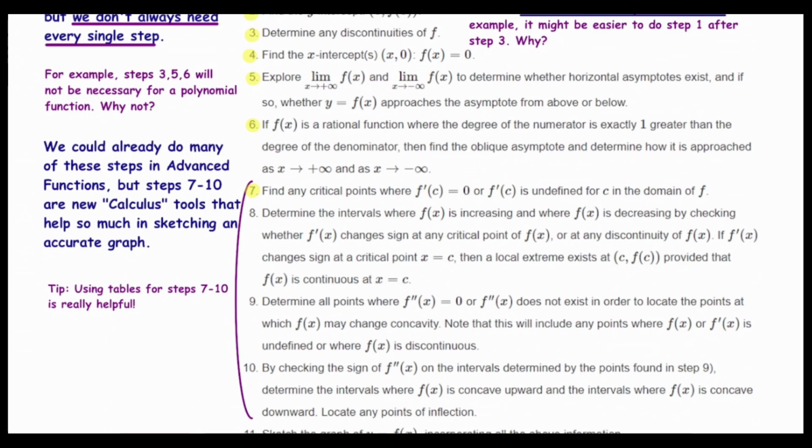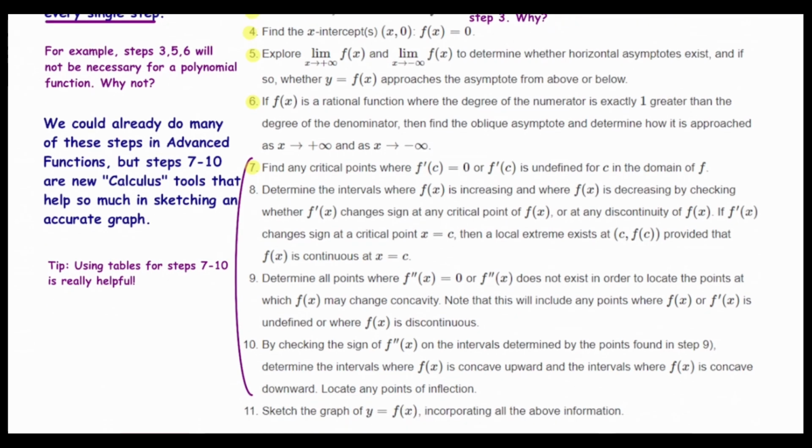Step 8, determine the intervals where f of x is increasing and where f of x is decreasing by checking whether f prime x changes sign at any critical point of f of x or at any discontinuity of f of x. If f prime x changes sign at a critical point, x is equal to c, then a local extrema exists at c, comma f of c, provided that f of x is continuous at that point. So in other words, if our first derivative equals 0 or is undefined, there's something special going on there and you should investigate it.